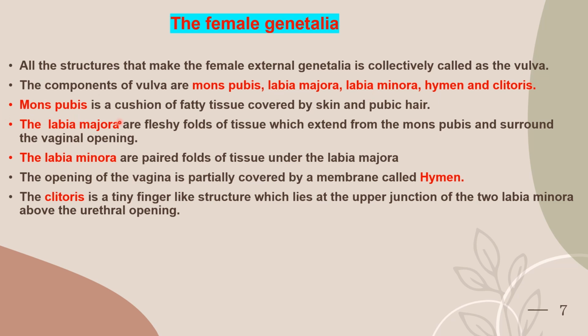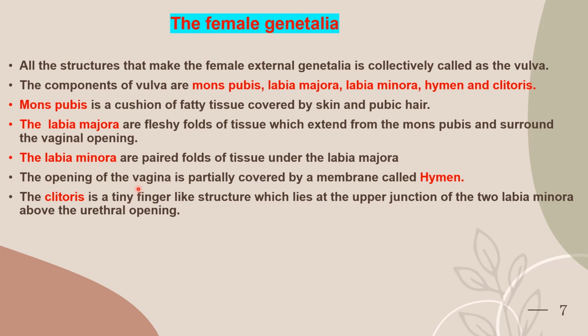And what is the mons pubis? It is a cushion of fatty tissue which is covered by thick skin and pubic hair. The labia majora are fleshy folds of tissue which extend from the mons pubis and surround the vaginal opening, and the labia minora are paired folds of tissue under the labia majora. The opening of the vagina is partially covered by a membrane called the hymen. So what is the hymen? This is a membrane that partially covers the opening of the vagina.